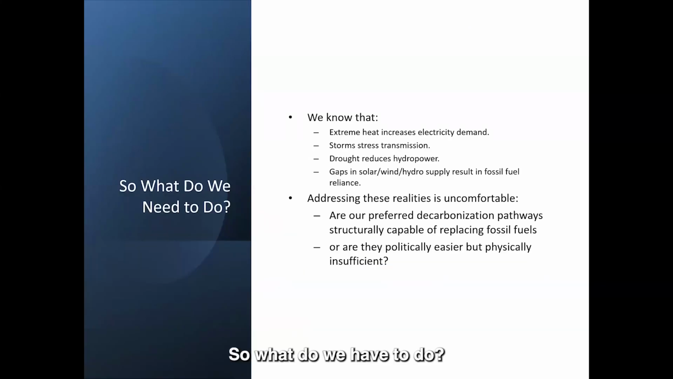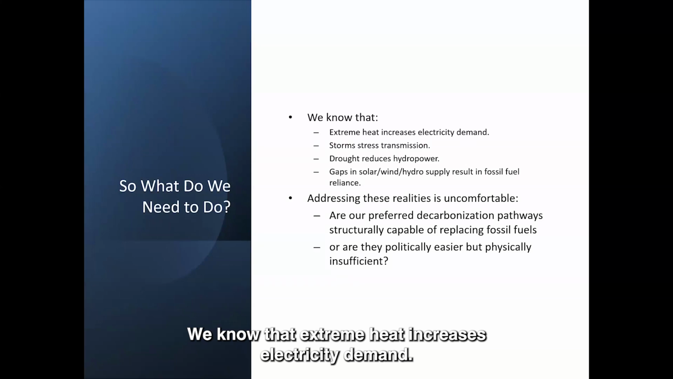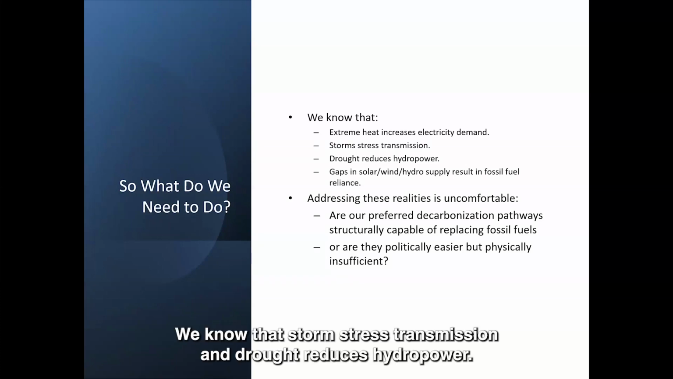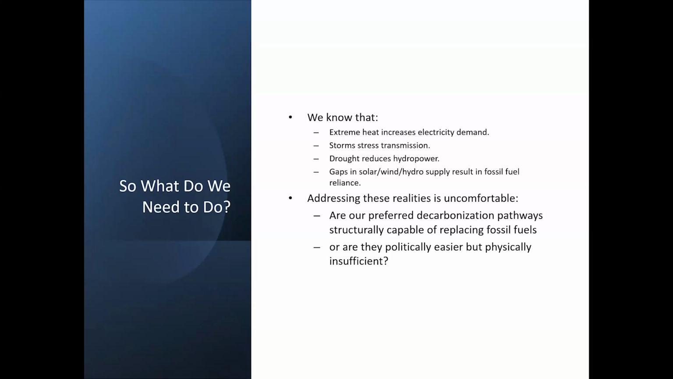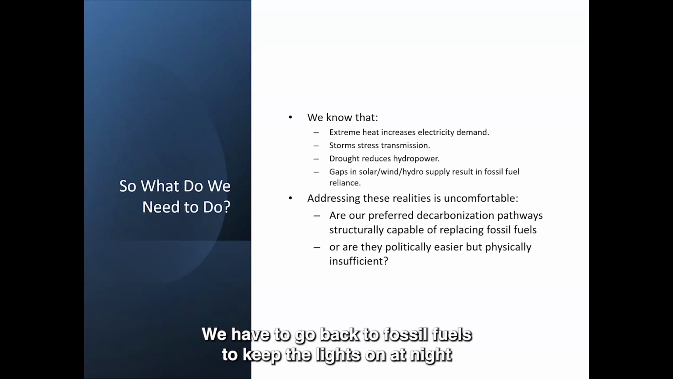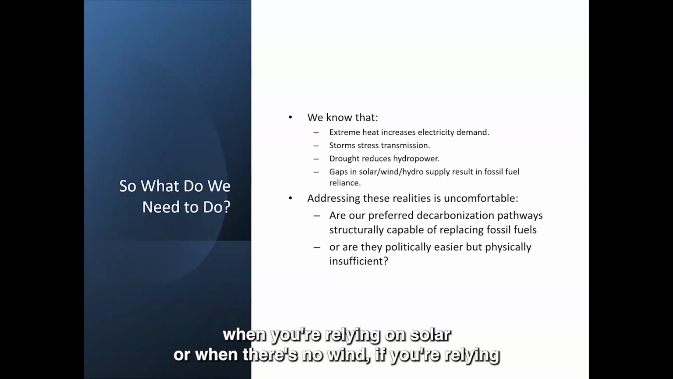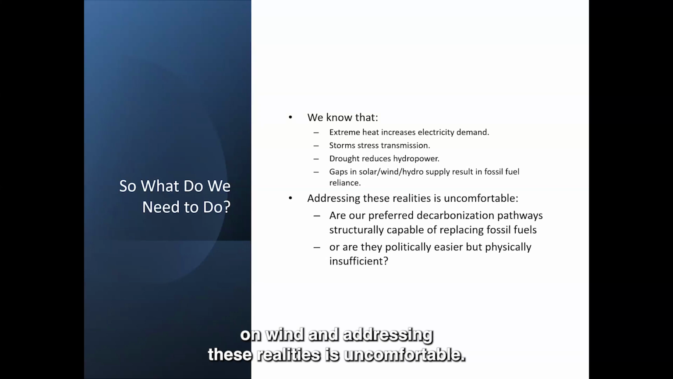So what do we have to do? We know that extreme heat increases electricity demand. We know that storm stress on transmission and drought reduces hydropower. And we also know that gaps in supply result in fossil fuel reliance. We have to go back to fossil fuels to keep the lights on at night when you're relying on solar, or when there's no wind, if you're relying on wind. And addressing these realities is uncomfortable.